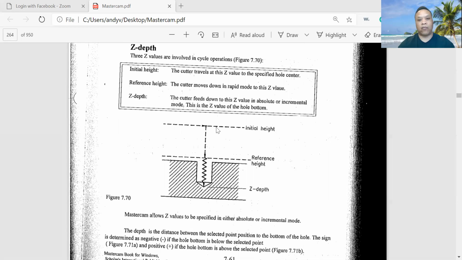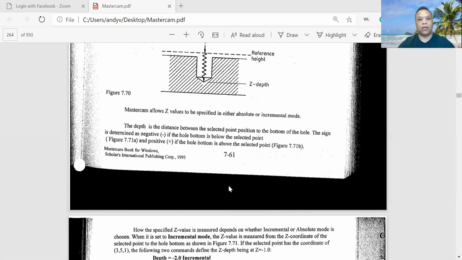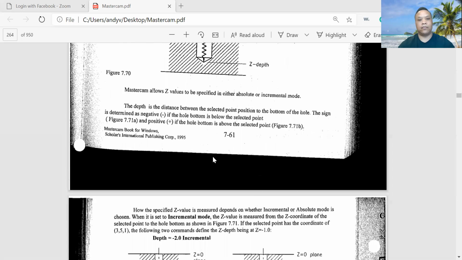Initial height, you start from the top right here, and reference height, you start from right here in the middle. And the Z depth is all the way at the bottom right here. Mastercam allows Z values to be specified in either absolute or incremental mode. The depth is the distance between the selected point position and the bottom of the hole. The sign is negative if the hole bottom is below the selected point, and positive if the hole bottom is above the selected point.